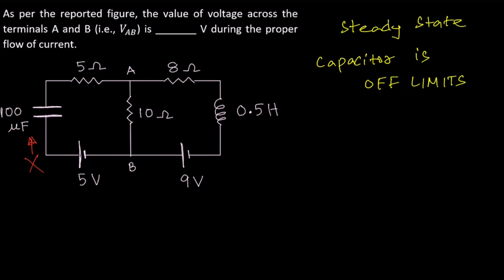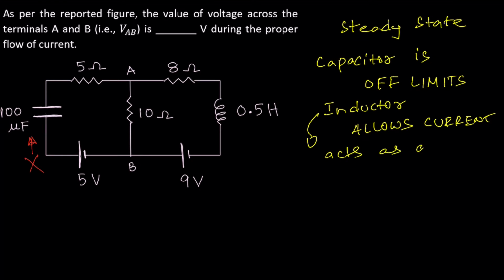The inductor is a coil which resists the flow of current initially, but once you reach the steady state, the inductor says you can just flow through me. It doesn't throw any resistance. So the inductor is just a plain wire. It allows current without any drop in potential. It acts as a simple conducting wire. This is what we need to understand.